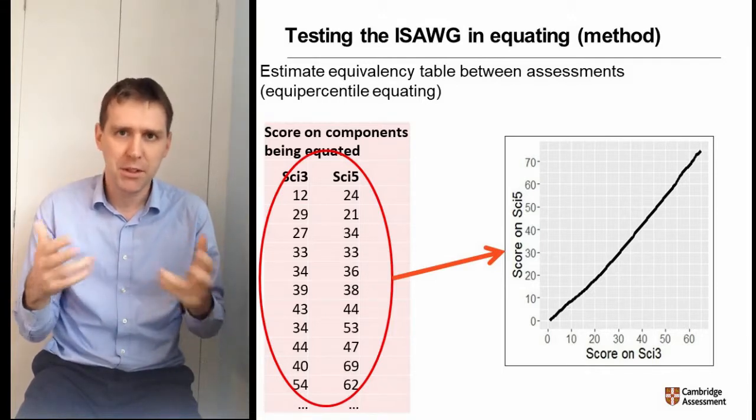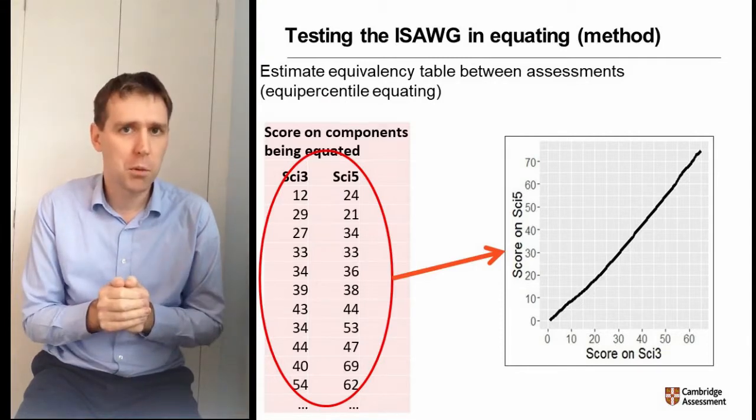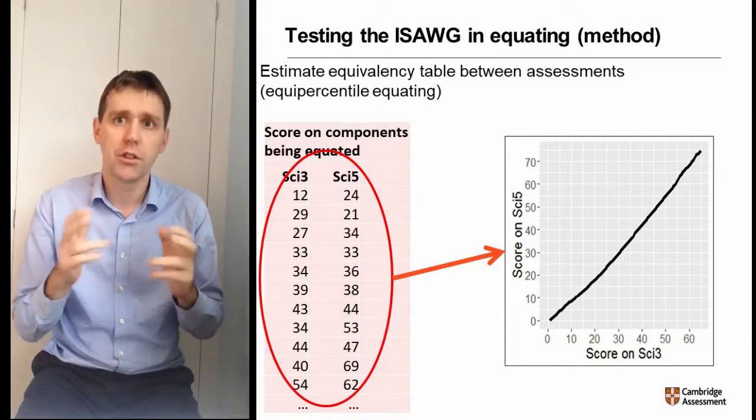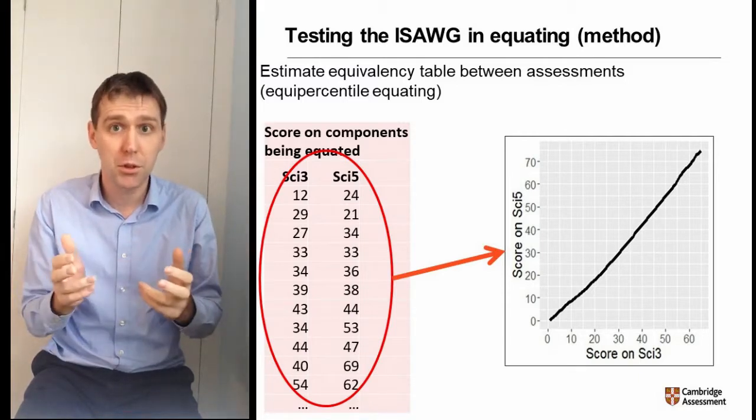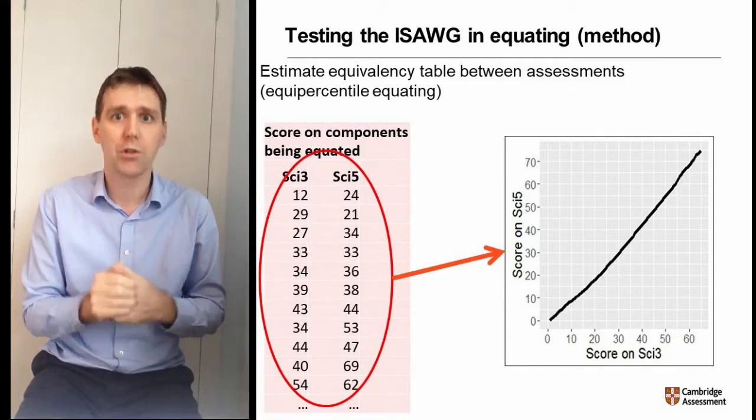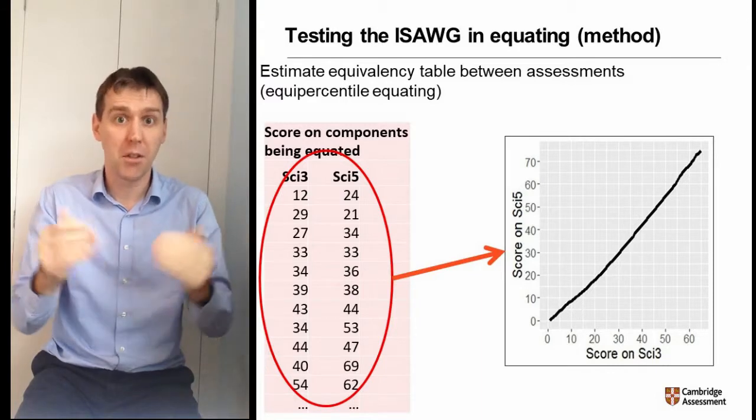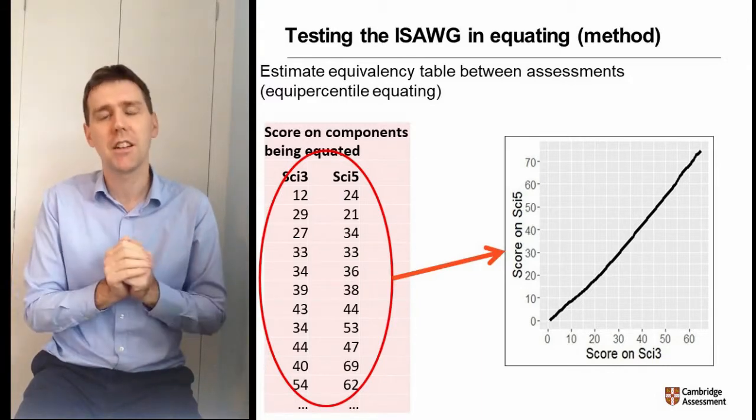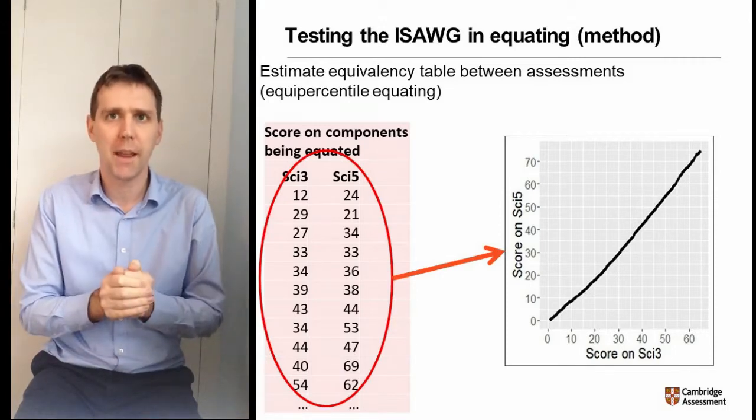So, for example, this is the way we do it. I know from charts not shown here that 16% of pupils score 20 or below on Science 3. I know also that 16% of students score 18 or below on Science 5. Therefore, a score of 20 on Science 3 maps to a score of 18 on Science 5. They're at the same percentile. And I use that same method, called the equipercentile method, across the score range to get that mapping.